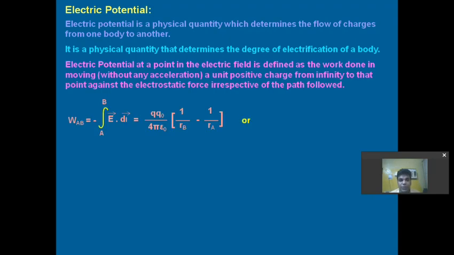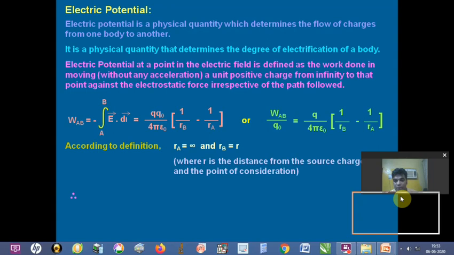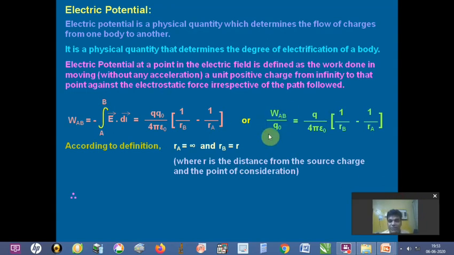Electric potential is always scalar in nature. It is obtained when we divide this work done by the test charge q naught, so we get W_AB by q naught. This W_AB by q naught is the expression for the scalar potential, or electric potential. Electric potential is a physical quantity which determines the flow of charge from one body to another.